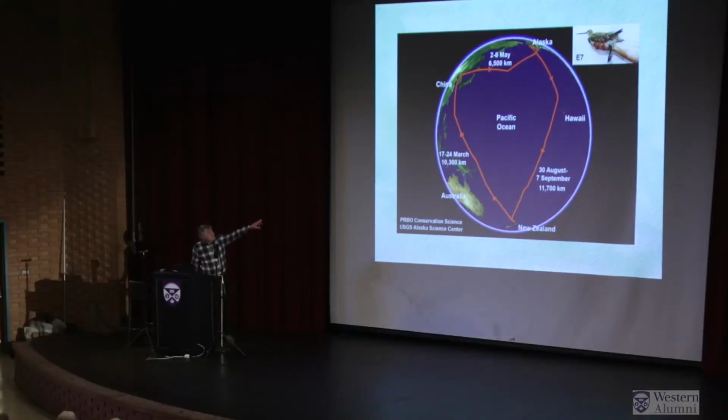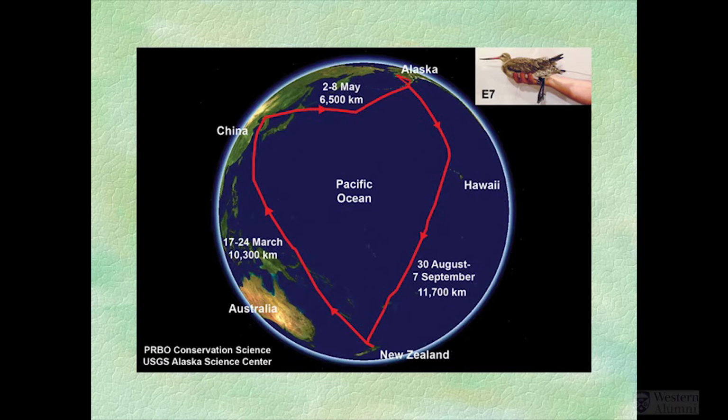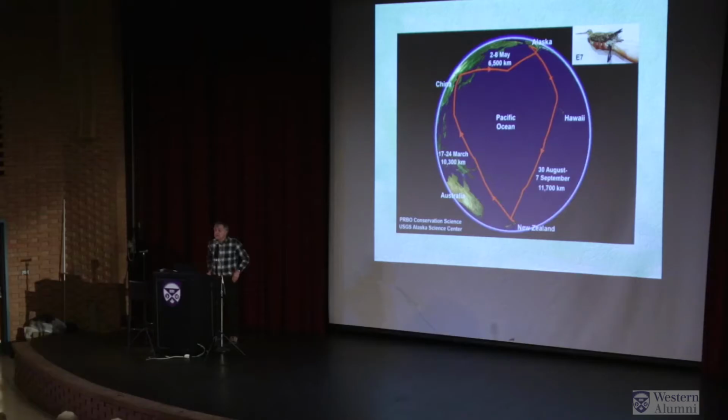It's going 10,300 kilometers to get there. It has enough fuel in the tank, I like to say. But once it gets here, boy, it has to stay a few weeks. And it has to replenish those reserves and eat on the mud flats there and get ready for the next leg, which takes it to here, which is another 6,500 kilometers without stopping.